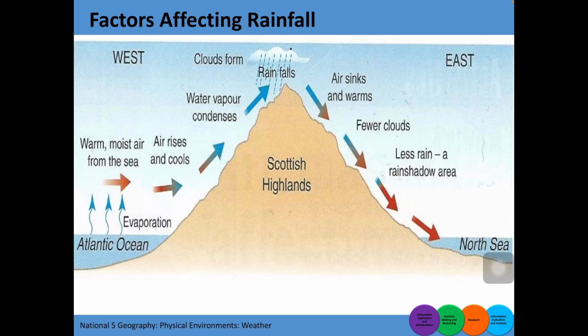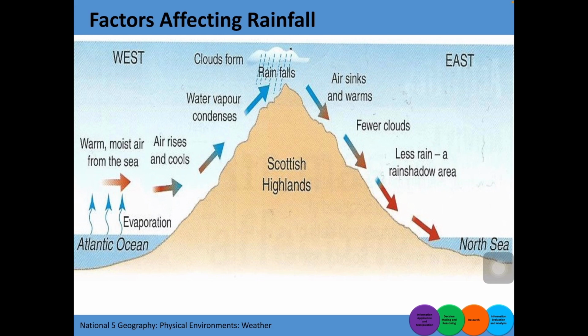When we're looking at this diagram, you can see essentially what's happening. We have warm, moist air moving in from the Gulf of Mexico across the Atlantic Ocean, known as the North Atlantic Drift. That warm air is able to carry a lot of moisture towards the UK. Now, as that warm, moist air meets a mountain, it is unable to go around the mountain or through the mountain, so it must go over the mountain.